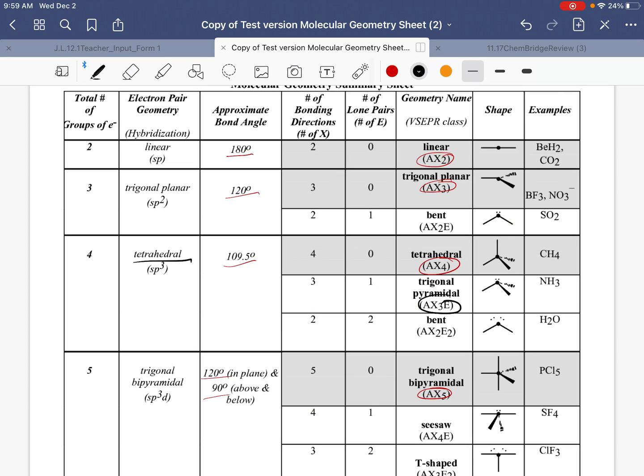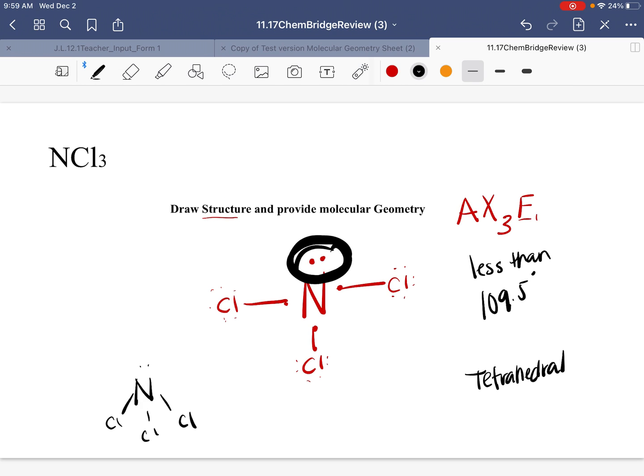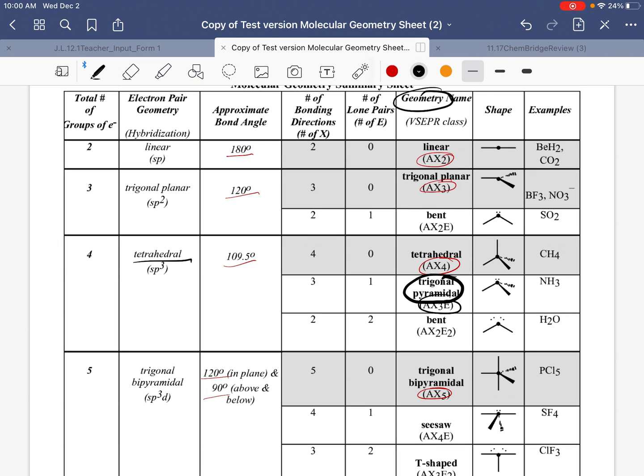The electron geometry is tetrahedral, but when you're looking for the geometry name, that's the one that they normally ask for. It is a trigonal pyramidal. So the electron geometry is a tetrahedral, but the molecular shape, sorry, I forgot, it's a trigonal pyramidal.